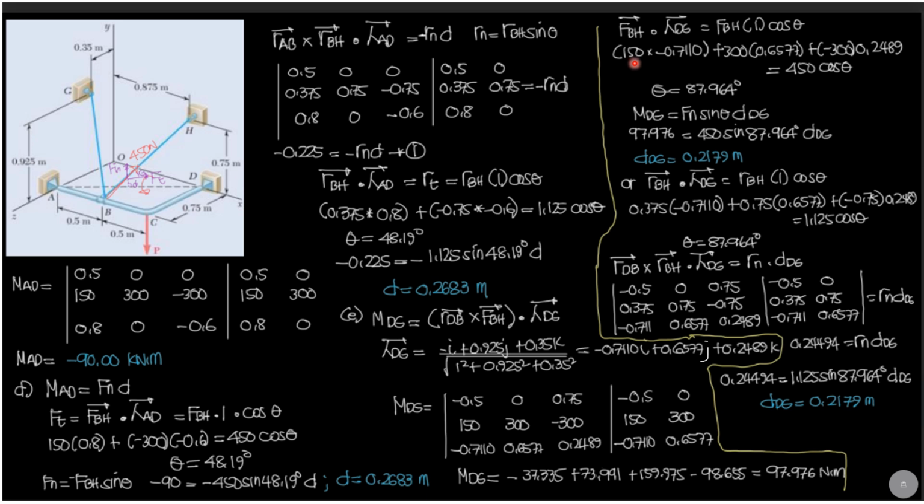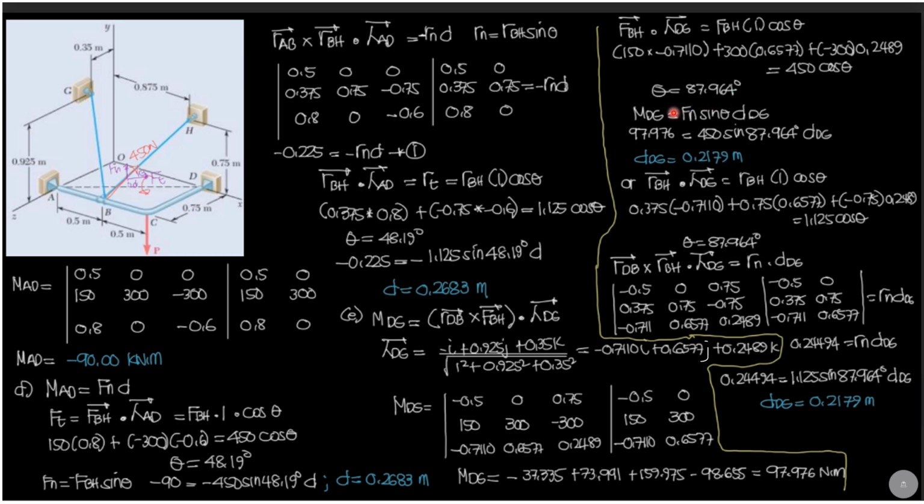So 150 times negative 0.7110 plus 300 times 0.6577 plus negative 300 times 0.2489. And that is equated to F_BH, which is 450 cosine of the angle between them. So the angle between the tangential component and the force is 87.964 degrees.